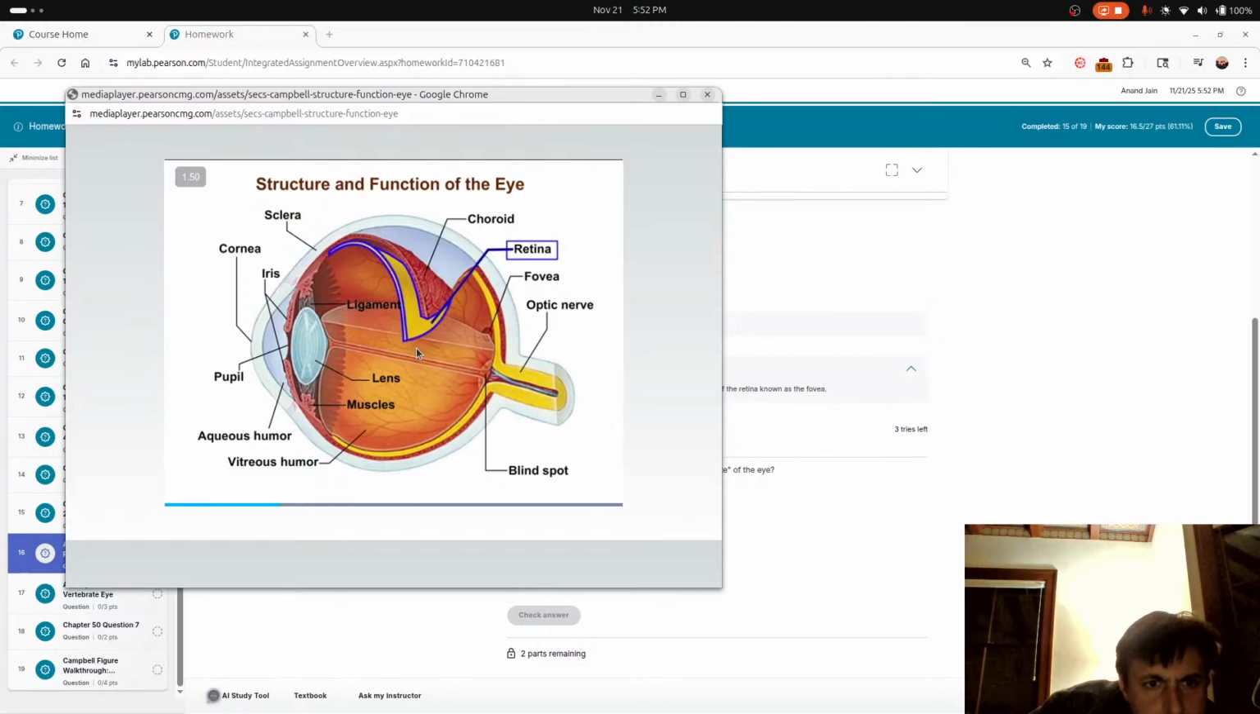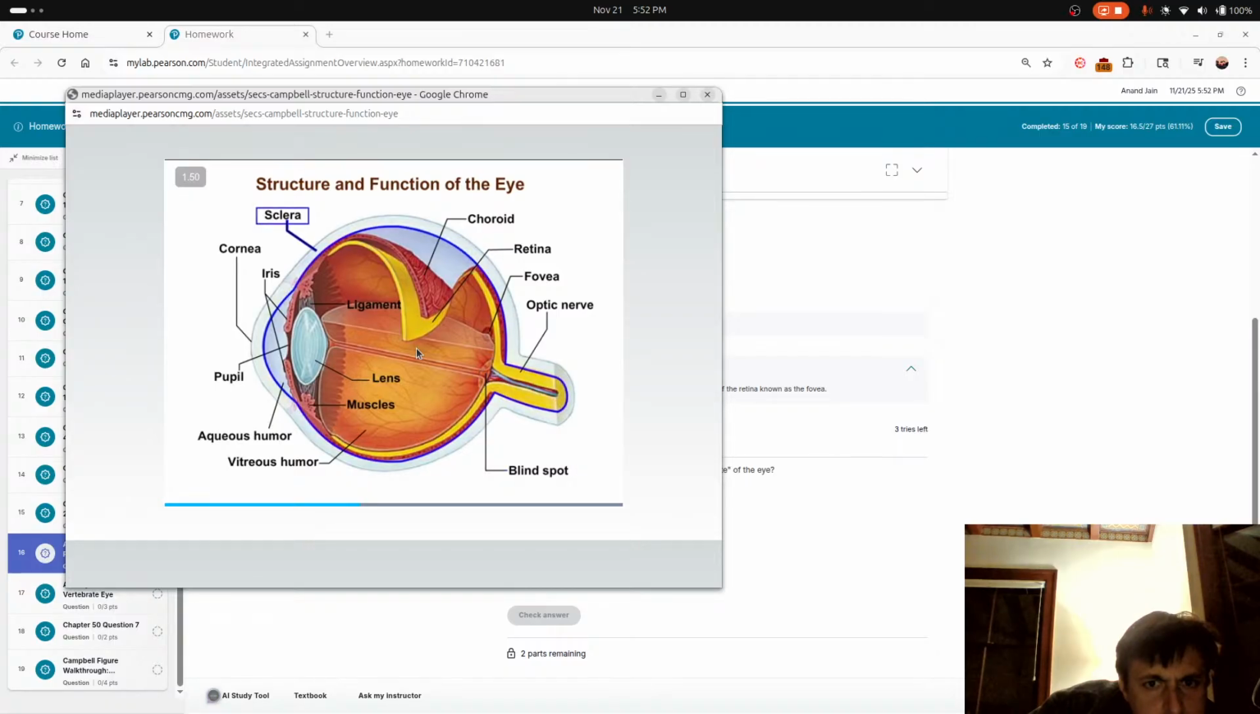The retina is the location of the eye's photoreceptors. The retina is also the place where you would find rods and cones. The fovea is the place where photoreceptors are highly concentrated. The optic nerve is the structure that conducts action potentials to the brain. The blind spot is the place where the optic nerve leaves the eye.